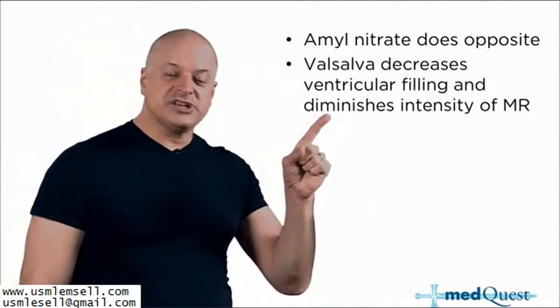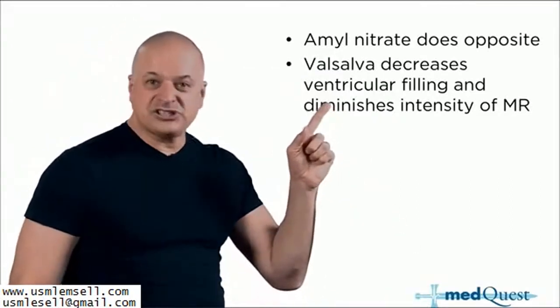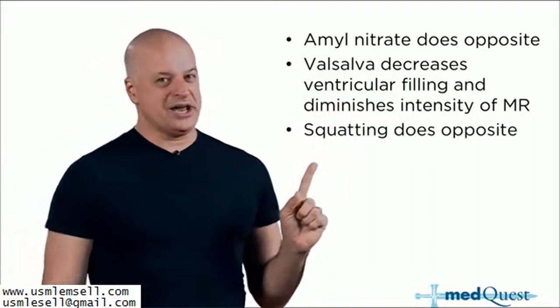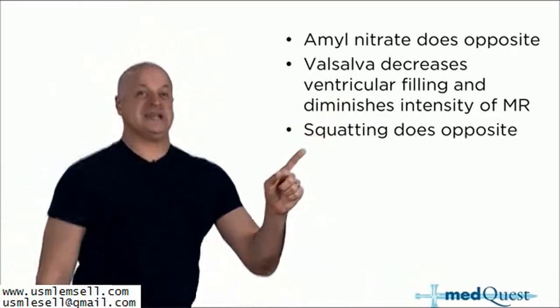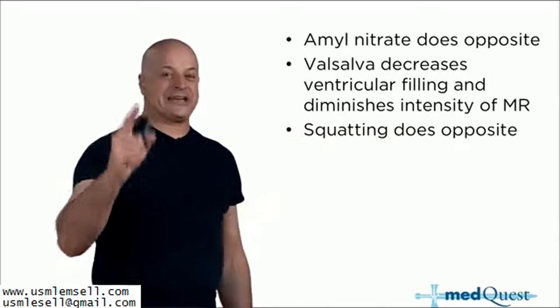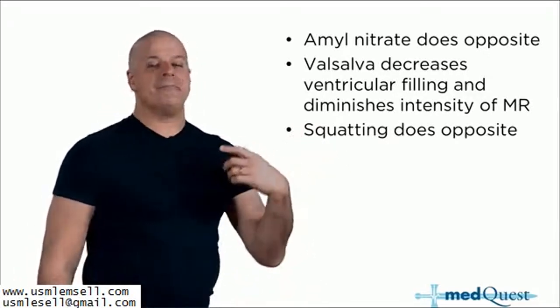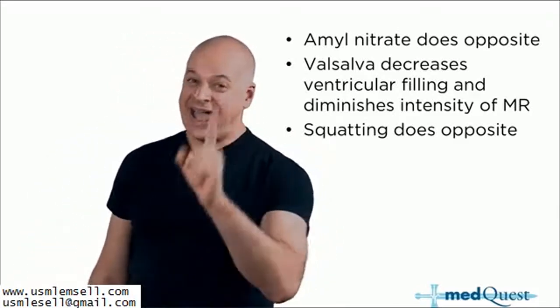Valsalva decreases venous return. Less blood, less murmur. Increased intrathoracic pressure decreases venous return. Squatting does the opposite of Valsalva because when you squeeze the leg veins, you are increasing venous return because your thighs are bigger. This is not repetitious by accident.